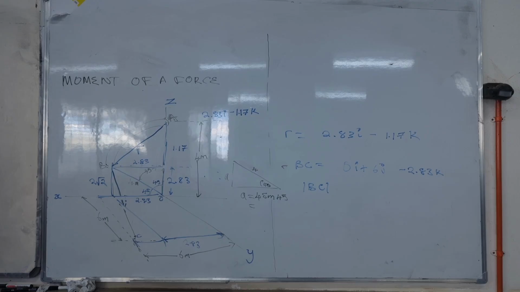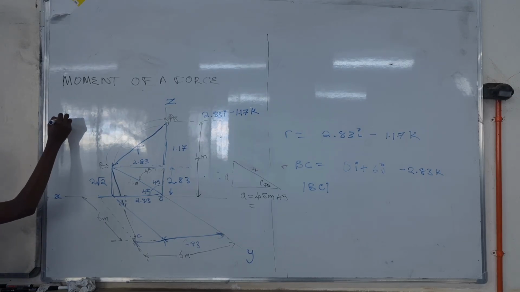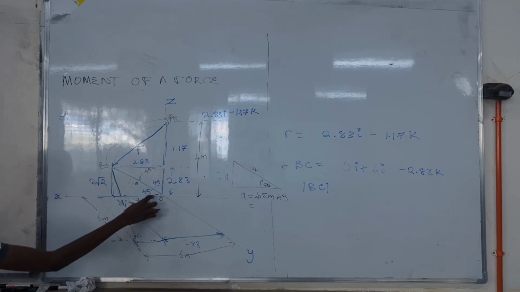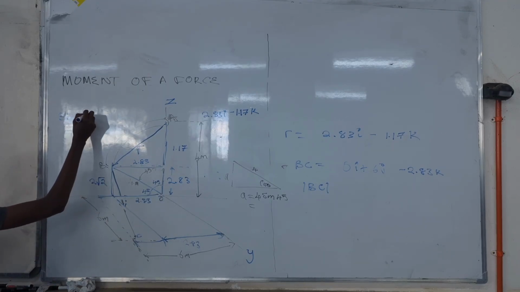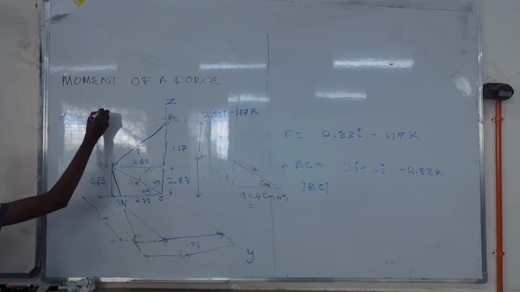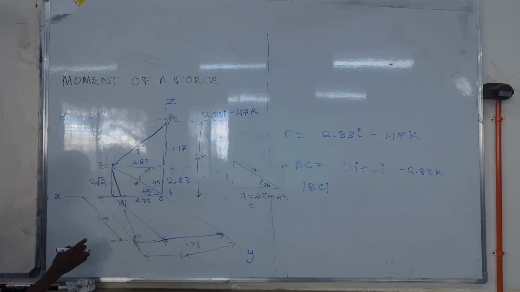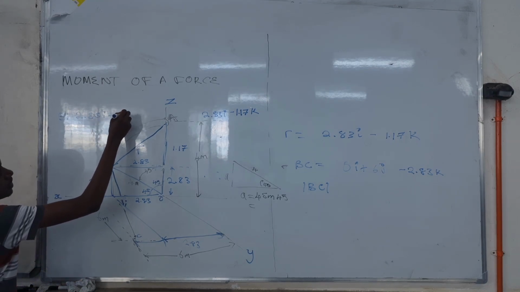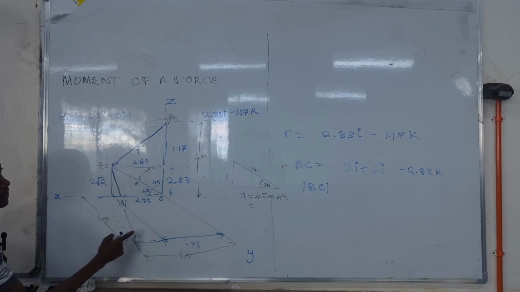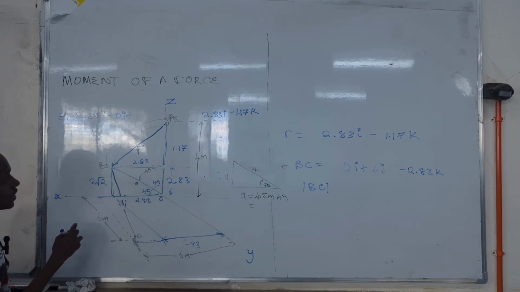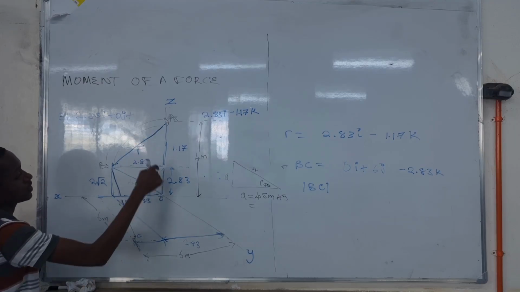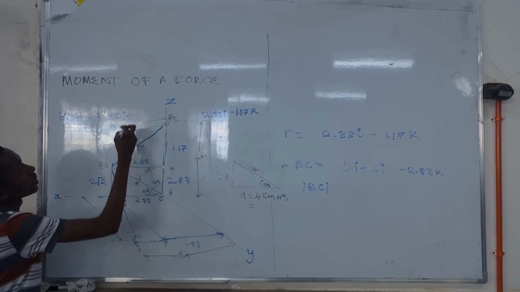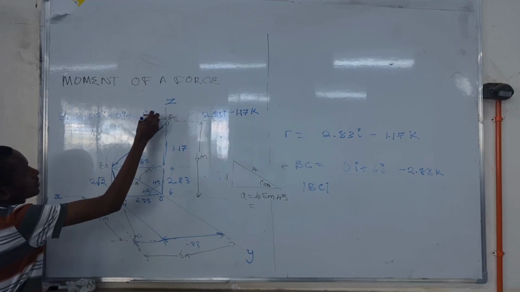Yes, you refer to the origin, everything. So basically your points for B are going to be in the X, it is 2.833. In the Y, it's going to be 0, so it's going to be plus 0 in the Y. Then in the Z, it's going to be the same, 2.83.